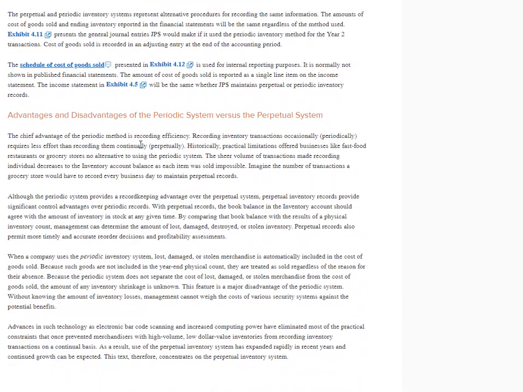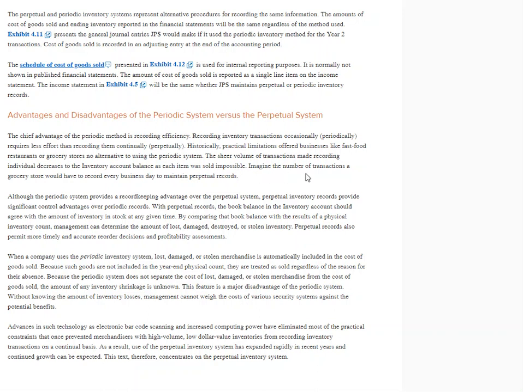What I wanted to get to was down here under advantages and disadvantages of periodic versus perpetual system. So the chief advantage of the periodic method is recording efficiency. Recording inventory transactions occasionally or periodically requires less effort than recording them continually or perpetually. Historically, practical limitations offered businesses like fast food restaurants or grocery stores no alternative to using the periodic system. Just the sheer volume of transactions made recording individual decreases to the inventory account balance as each item was sold was impossible.